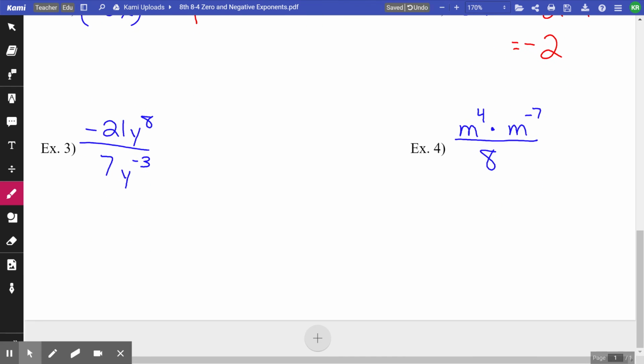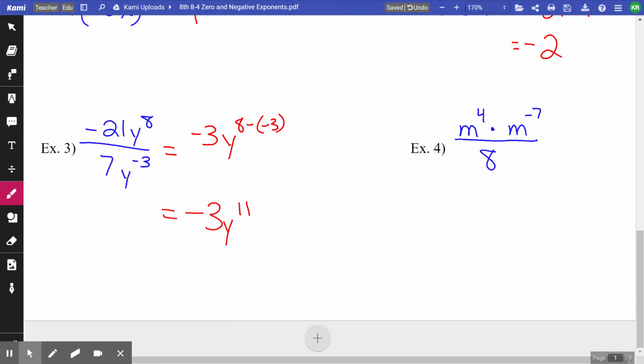All right, example 3. When we're talking about this, we are dealing with our quotient, and we're also dealing with negative exponents. So negative 21 divided by 7 is going to be negative 3. And then I have y to the 8th over y to the negative 3rd. So this would be y to the 8th minus negative 3. Even though we're subtracting, we still have to think about that as a negative 3. So I get negative 3y to the 11th.